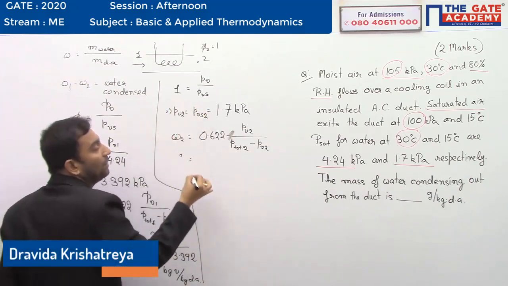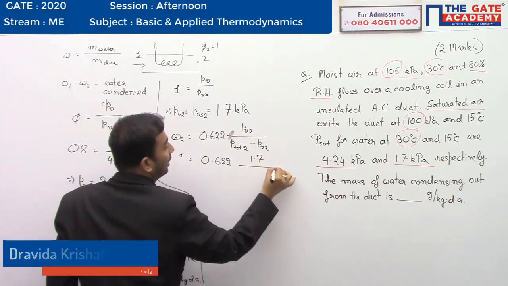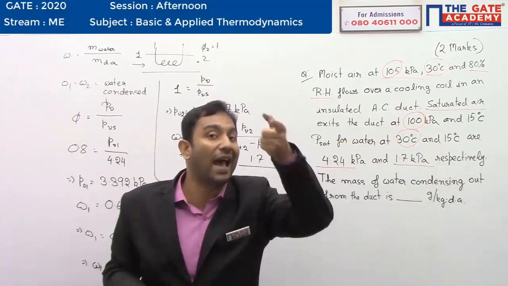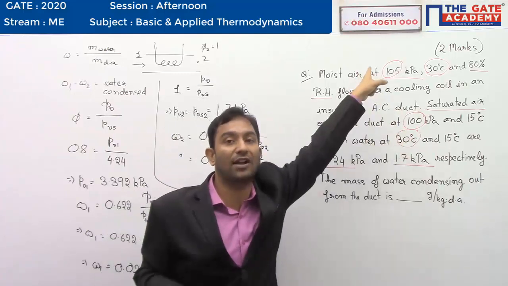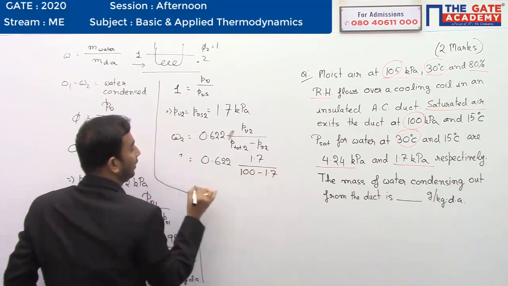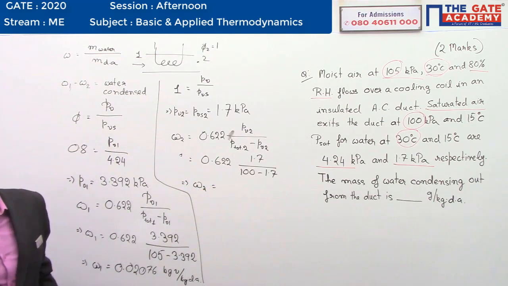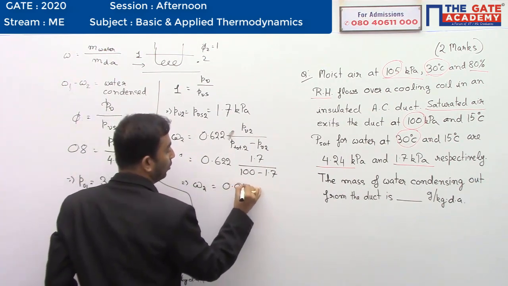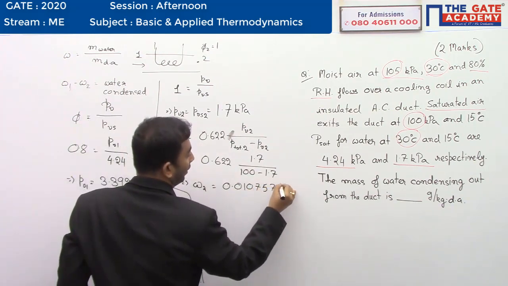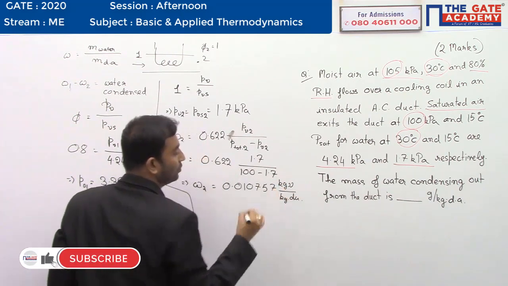Now we have already found PV2, so I'll take the values over here: 1.7. The total pressure at 2 is given as 100 kilopascal. Remember, it is not the same as the total pressure at 1. Here it has changed from 105 to 100 kilopascal. So I'll have to take 100 minus 1.7. Solving this, I'll get omega 2 is equal to 0.010757 kg vapor per kg dry air.